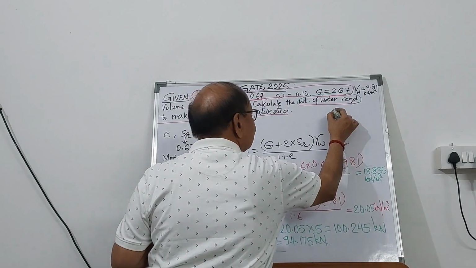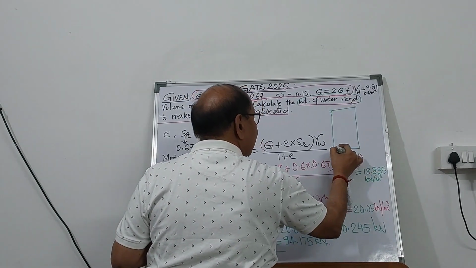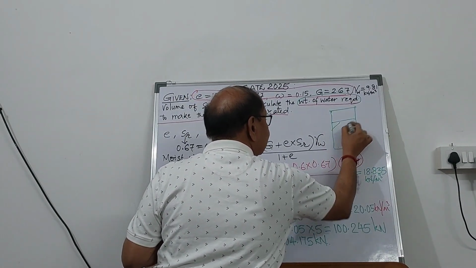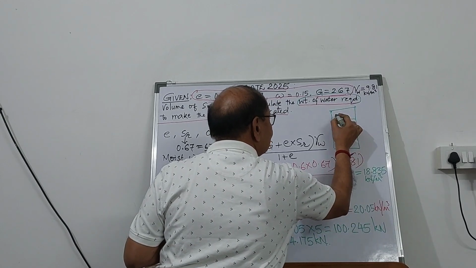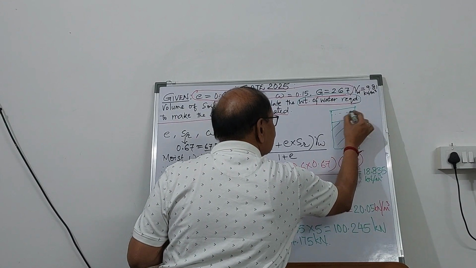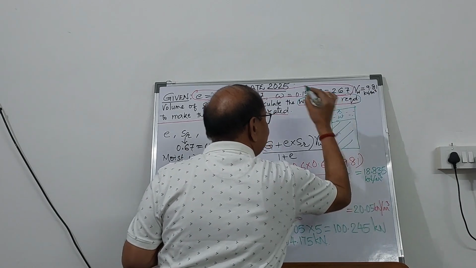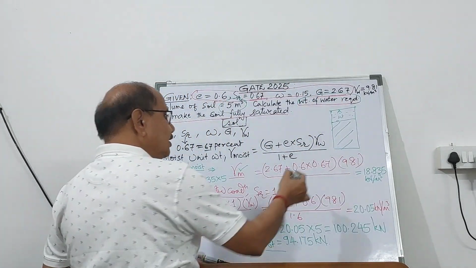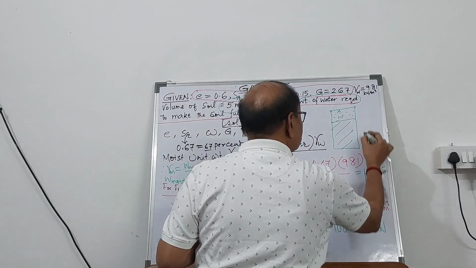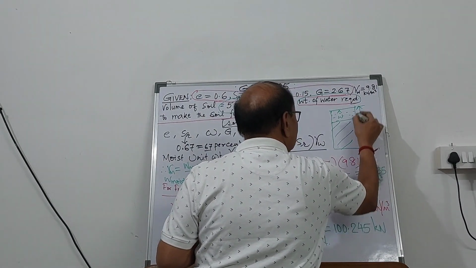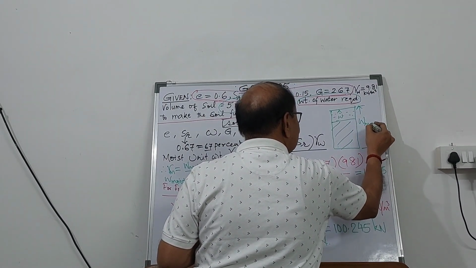So if you take the difference, weight of saturated soil minus weight of moist soil. If you draw a three-phase diagram, let's say this is a three-phase diagram, this is the solid and these are the voids. In moist condition, it is going to be water as well as air. So this is the complete weight, total weight of moist soil.